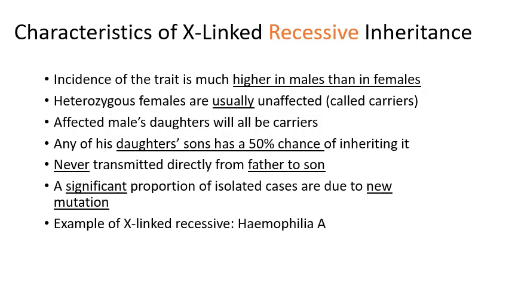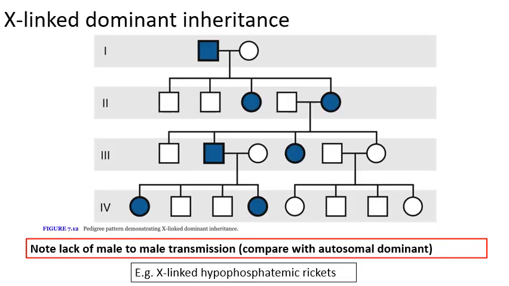In X-linked recessive inheritance, the incidence of the trait is much higher in males than in females. Heterozygous females are usually unaffected unless there is skewed X inactivation. Affected males' daughters will all be carriers. Any of his daughter's sons has a 50% chance of inheriting it. It's never transmitted directly from father to son because a father only gives his Y chromosome to the son. A significant proportion of isolated cases are due to new mutation. An example is hemophilia A.